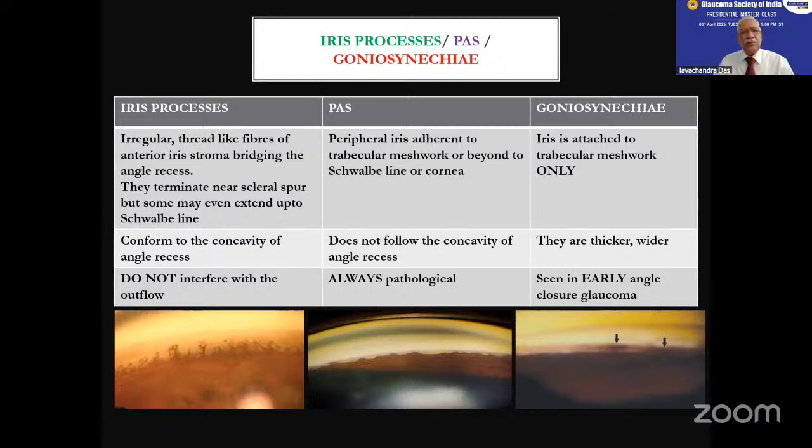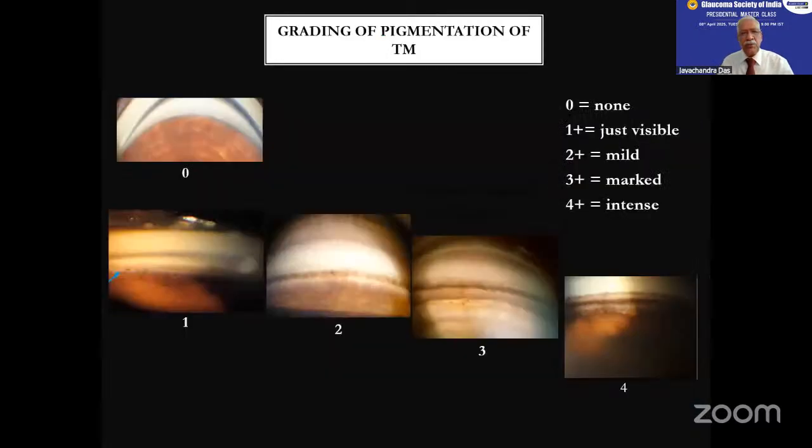The only thing, iris processes are normal. They conform to the configuration or concavity of the angle, and they're not pathological. Synechiae are always pathological, and they're attached to the trabecular meshwork or beyond. And goniosynechiae are small attachments in the trabecular meshwork only, and they indicate that there were earlier acute attacks.